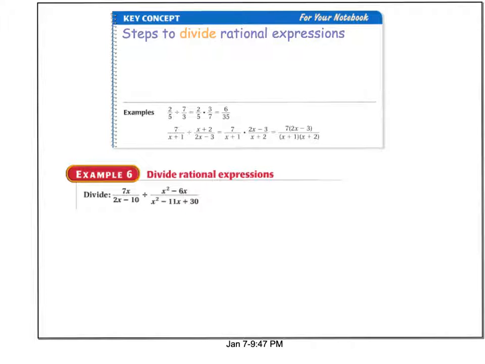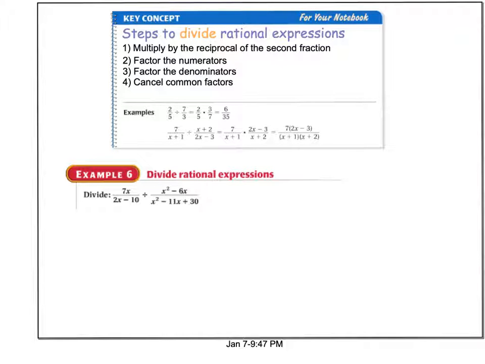Dividing rational expressions is very similar to multiplying them. The only difference is your first step is to multiply by the reciprocal of the second fraction. The second step is still to factor the numerators, then factor the denominators, and finally cancel common factors. Here's an example that shows you what we're talking about.